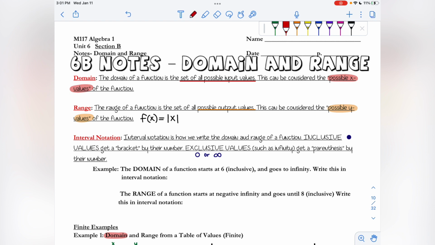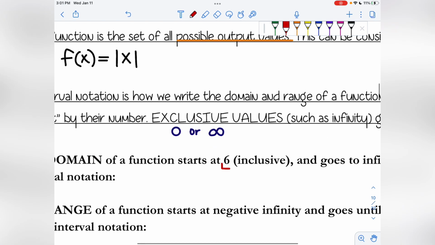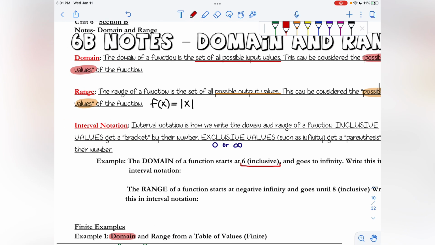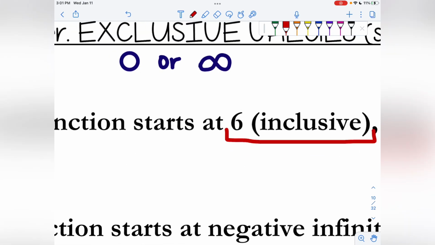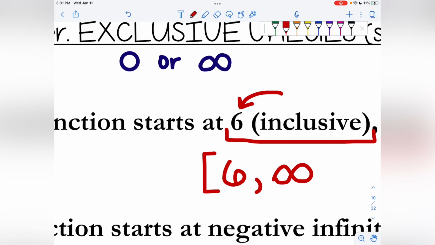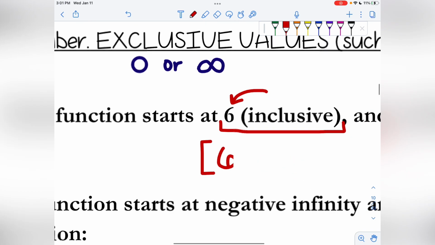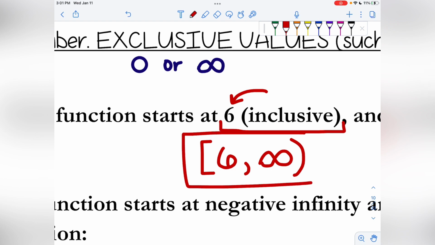Example, the domain of a function starts at 6, including the number 6, and goes to infinity. This is how we would write this in interval notation. If we're including the number 6, we put a bracket. So it starts at 6, and it goes forever to infinity. So we write a comma and then an infinity. Infinity always gets a parenthesis. So this is my answer in interval notation.